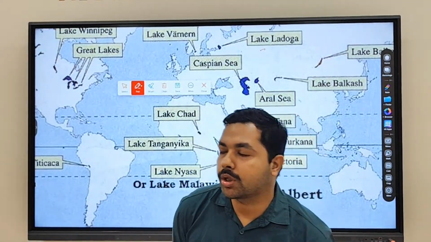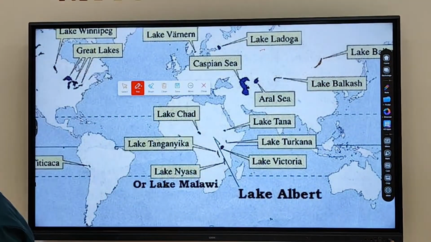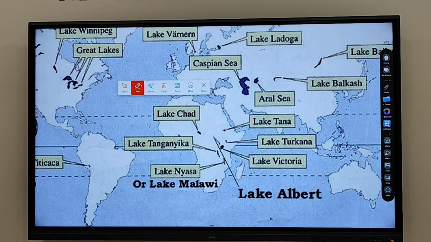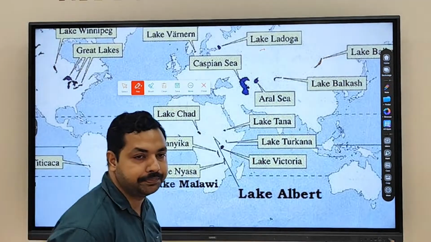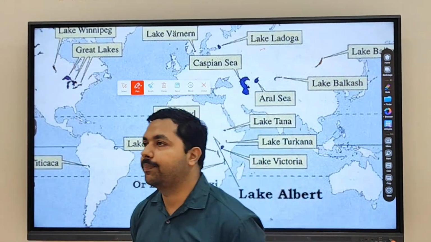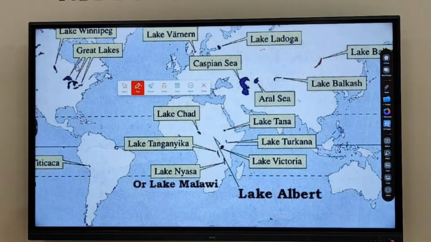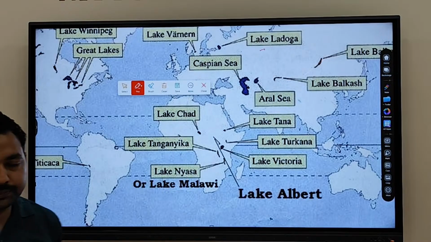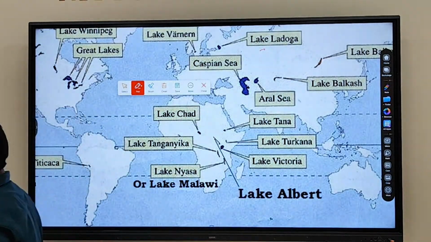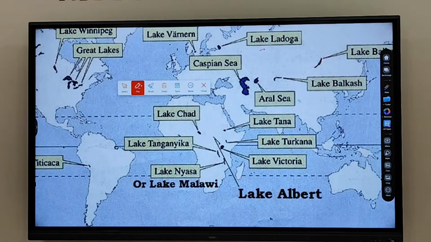Next, you write down second, Europe. Lake Ladoga. Lake Ladoga is the largest lake in Europe. Third, you write down North America. Lake Superior is the largest. Next, South America. Lake Titicaca.